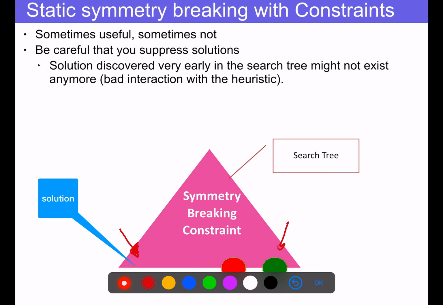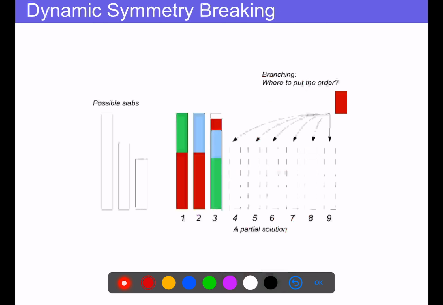And so there is a kind of bad interaction sometimes between the new constraints that you have added and the objective function and the solution that you were able to discover pretty quickly in the search tree. Sometimes the problem is that you suppress solutions, and these solutions that you have suppressed were the ones that were discovered quite early by the search tree, and they might not exist anymore. So there is sometimes a bad interaction with the heuristic. Be careful with static symmetry constraints. Sometimes it helps, sometimes it doesn't help. This is why, if you can, you should maybe consider this dynamic symmetry breaking technique that does not suffer from the bad interaction with the heuristic.